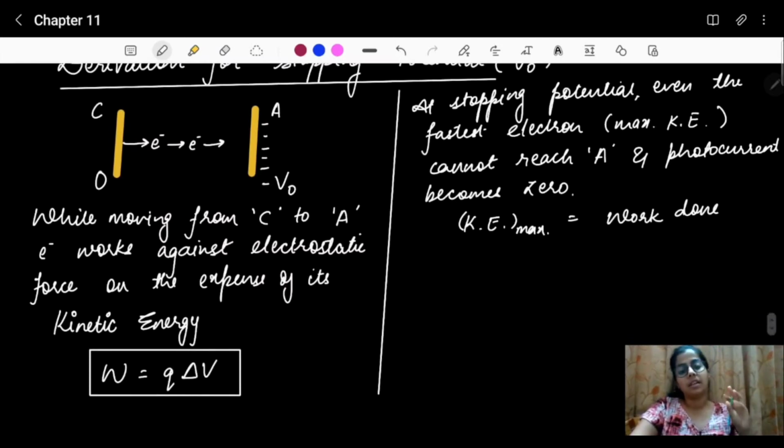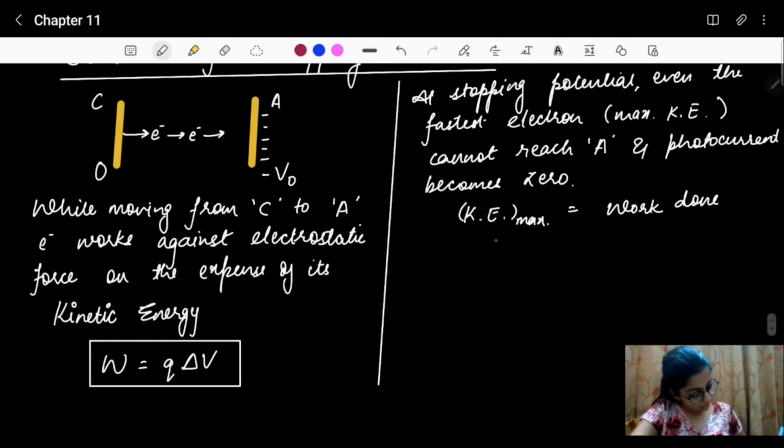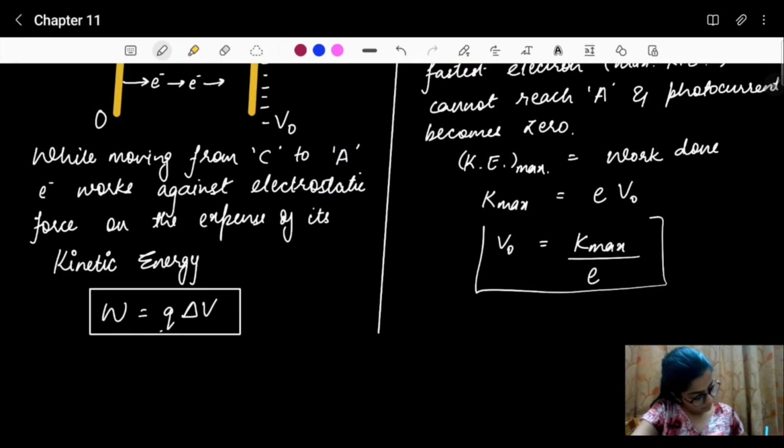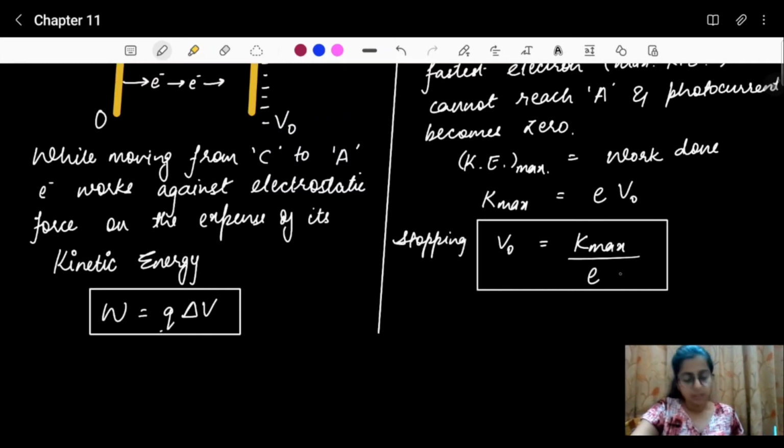Okay, so the electron which is having maximum kinetic energy, that energy will be used by that electron against electrostatic force. And what is the electron doing? It is doing the work against that repulsive force. So maximum kinetic energy will be equal to work done. What is the maximum kinetic energy? Kmax is equal to e, the charge on an electron, into delta V, that is 0 minus (minus V0), so V0. So the stopping potential V0 will be Kmax by e. Okay, this is stopping potential: maximum kinetic energy divided by the charge on an electron.